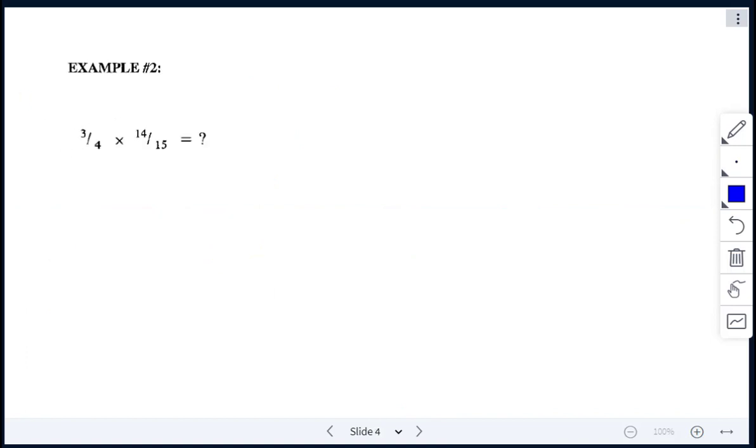So looking at our next example, we have 3/4 times 14 over 15. So I'm just going to rewrite that out. So 3 over 4 times 14 over 15. All right, so let's multiply. So we'll do the first method, which is just multiply the numerators together. 3 times 14, which is 42. And then we have 4 times 15, which is 60. Okay, so we multiplied our numerators together to get 42. We multiplied our denominators together to get 60.